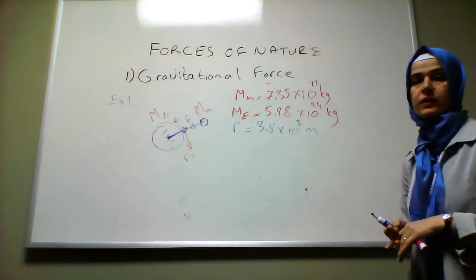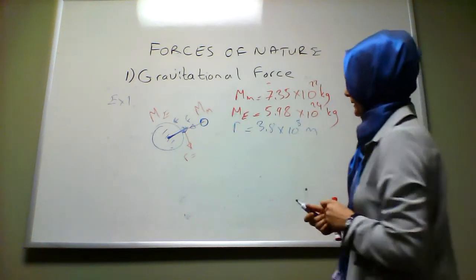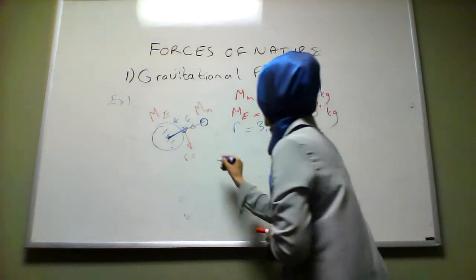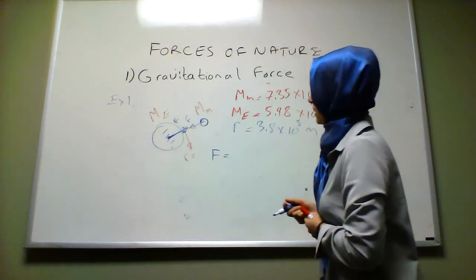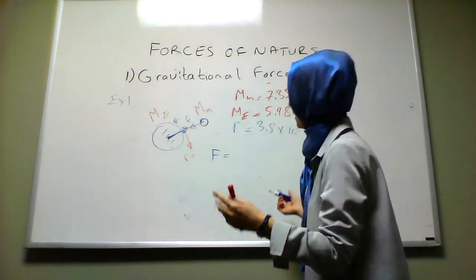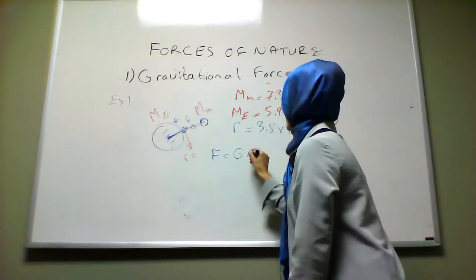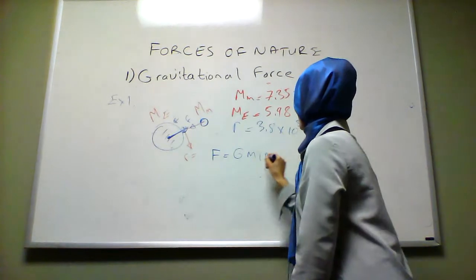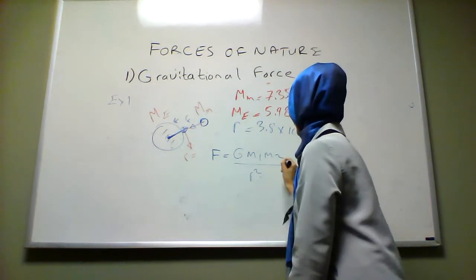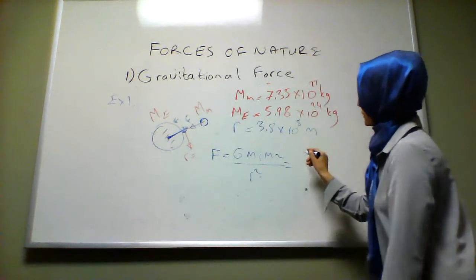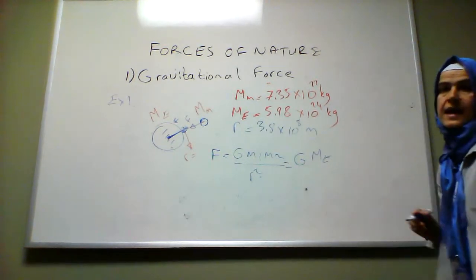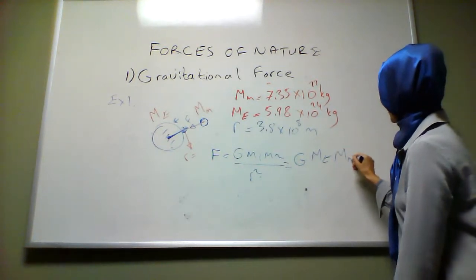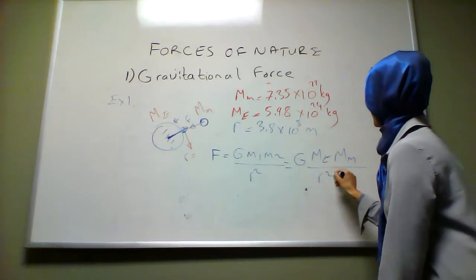What is the force in between the Earth and the Moon only? So we're going to use Newton's universal gravitational law, which is equal to G m1 m2 divided by r squared. G is a constant here again. M1 is M Earth, and M2 is M Moon, divided by r squared.